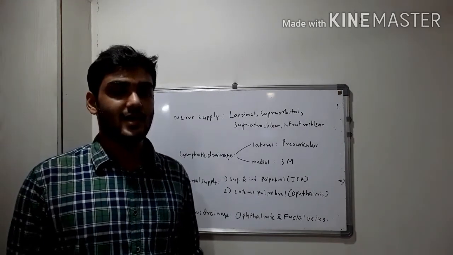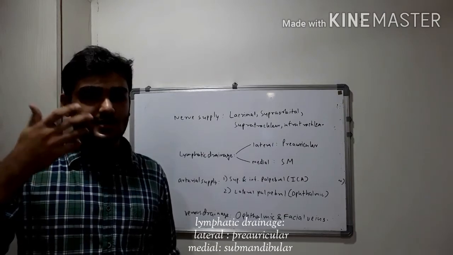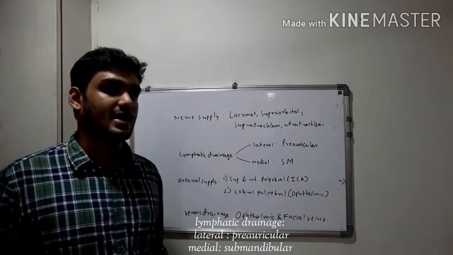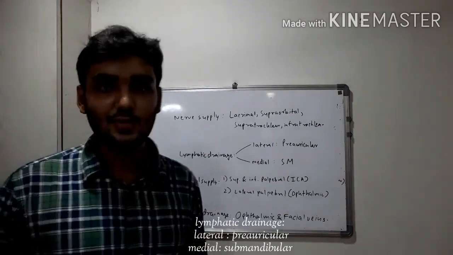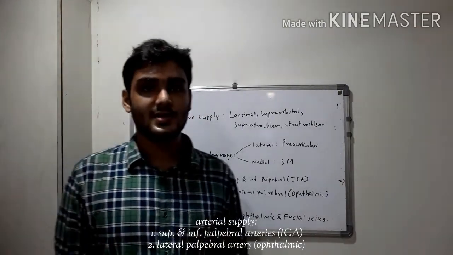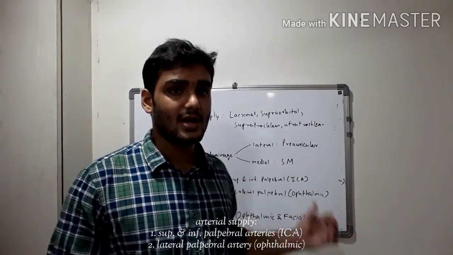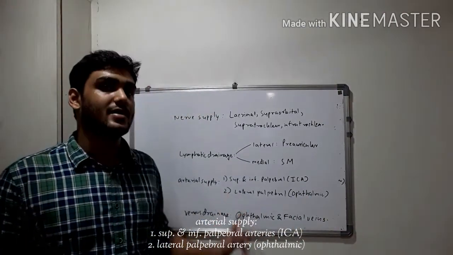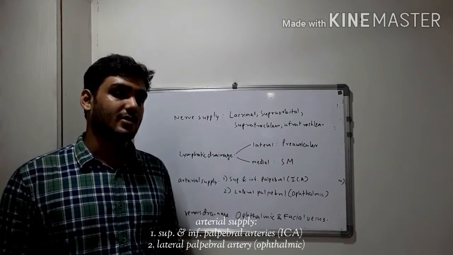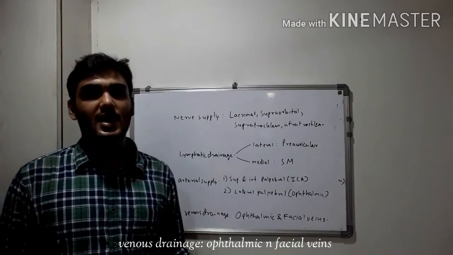Then the lymphatic drainage: the lateral part of the palpebrae is drained by the preauricular or the parotid lymph nodes, and the medial part is drained by the submandibular lymph nodes. Then, talking about the arterial supply, it is derived from the superior and inferior palpebral arteries, which are branches of the internal carotid, and the lateral palpebral artery, which is a branch of the ophthalmic artery, which is again a branch of the internal carotid. And the venous drainage is into the ophthalmic and facial veins.